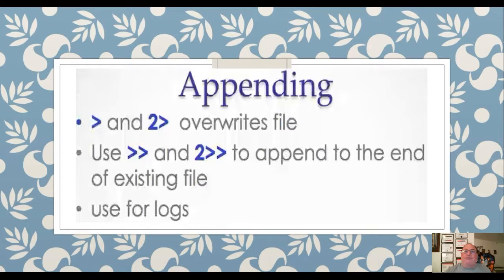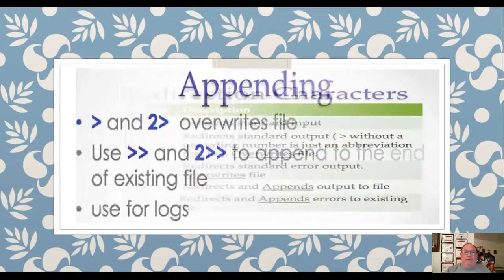And this is very important. You use it a lot for what they call log files, because with a log file, you don't want to wipe out what's in there. You want to keep a running record over time. And if you want to do that with your error messages, then again, you would put the 2 in front of the arrowheads, because the 2 basically denotes that you want to record errors and not just the standard output.